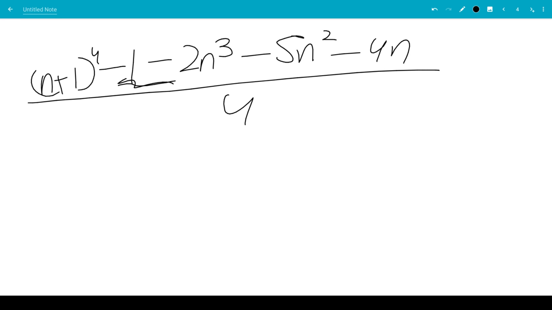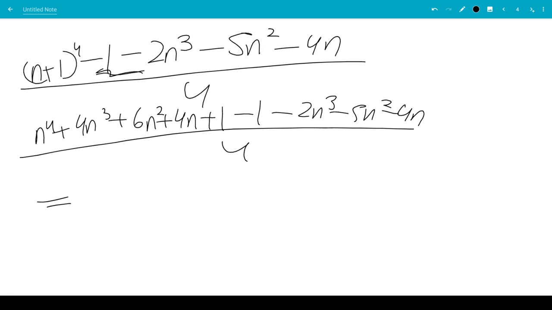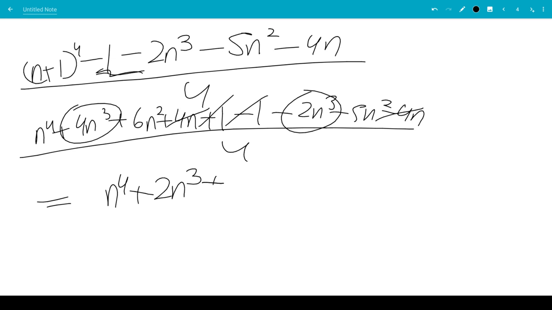I'm going to expand (n+1)^4, so that'd be n to the fourth plus 4n cubed plus 6n squared plus 4n plus 1, minus 2n cubed minus 5n squared minus 4n, all over 4. So negative 1 will cancel. Negative 4n and 4n will cancel. So I'm just going to combine like terms. So 4n cubed minus 2n cubed is plus 2n cubed. And 6n squared minus 5n squared will be n squared, all over 4.